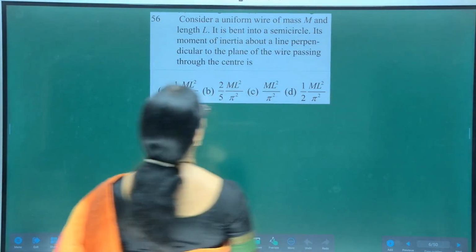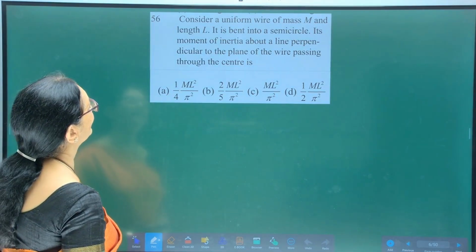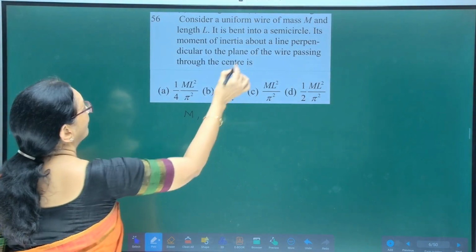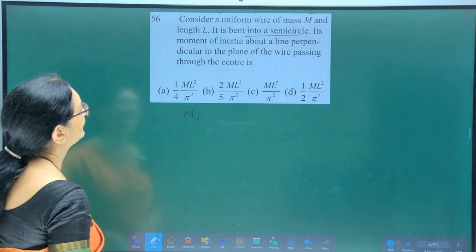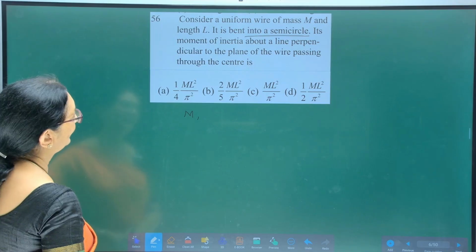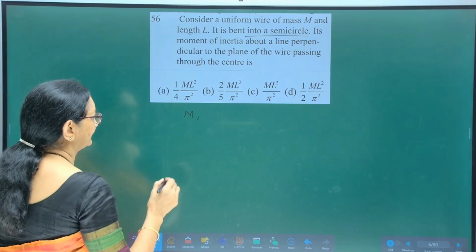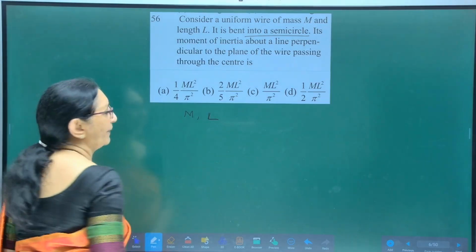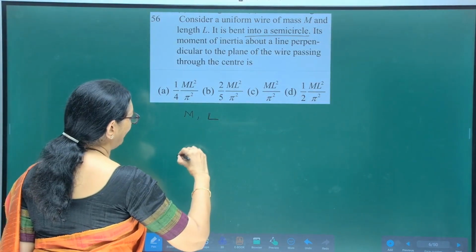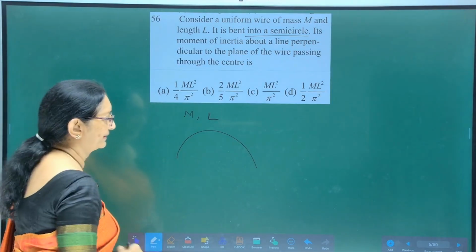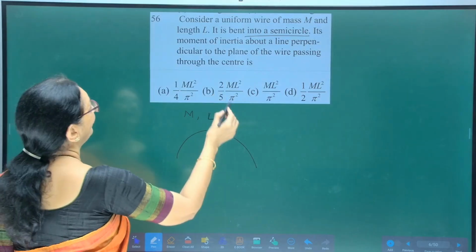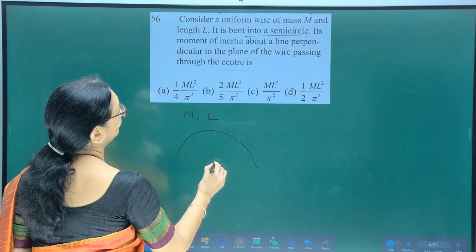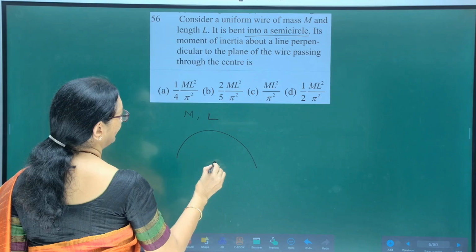Look here. Consider a uniform wire of mass m, length L. It is bent into the form of a semicircle. We want its moment of inertia about a line perpendicular to the plane of the wire passing through the center. The length of the wire is L here. That wire is bent into the form of a semicircle. About this, we want to find the moment of inertia about a line perpendicular to the plane of the wire passing through the center, like this.